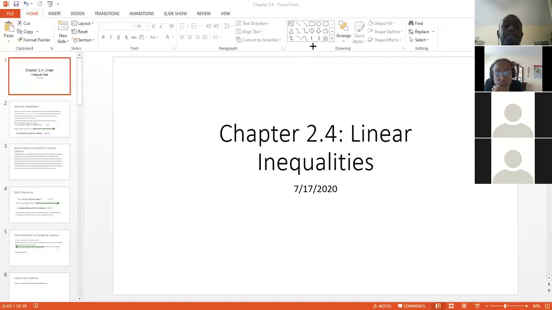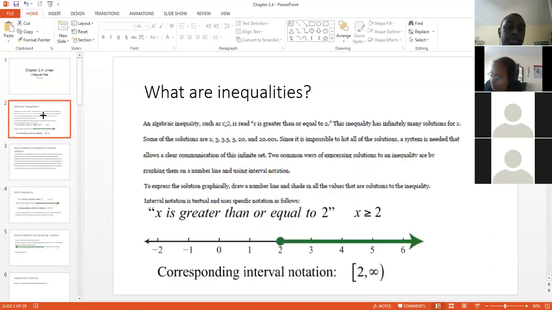Okay, so today's lesson is on linear inequalities. What are inequalities? An algebraic inequality is a statement. Most commonly you have a variable on the left-hand side, and one of the four symbols that I showed you: less than, greater than, less than or equal to, or greater than or equal to. And then you have a number on the right-hand side. So this inequality has infinitely many solutions for x.